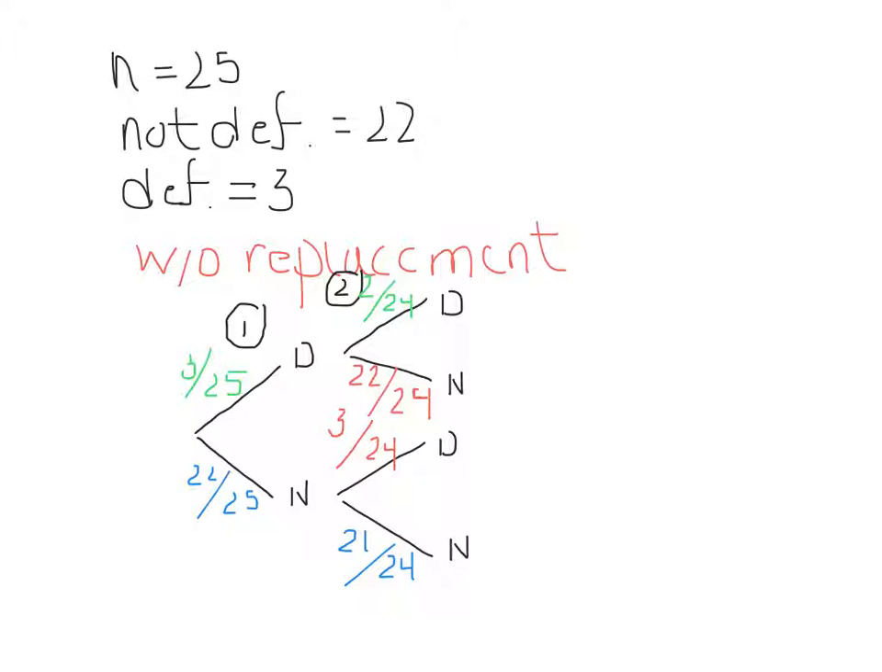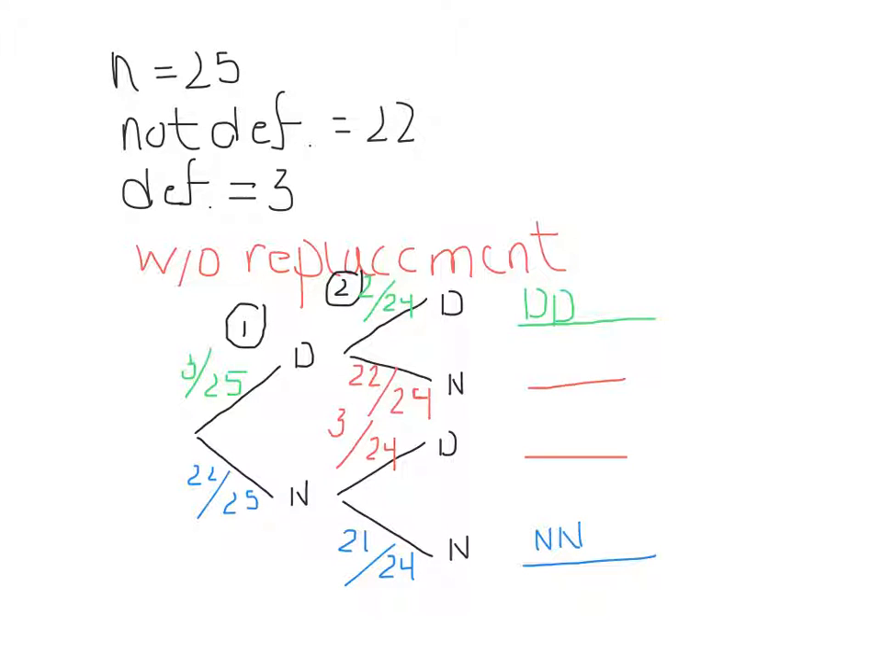So let's look at what we've got. Our first set of branches, we have a double defective. Both parts were defective. Our last set of branches, I have a double non-defective. Both parts were not defective. My middle branches are a combination of a defective and a non-defective part.